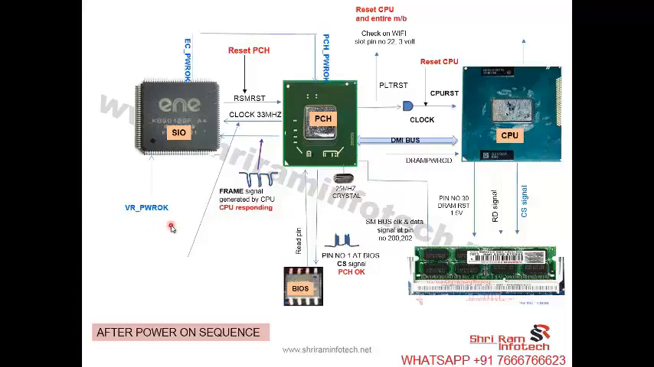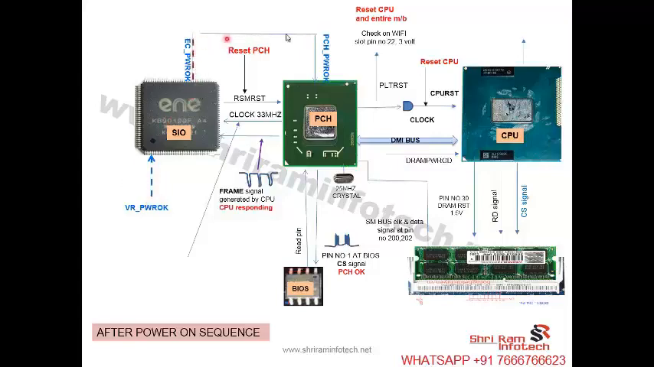So first, when the power turns on, the VRM section sends one signal that is called VR power OK to the SIO 3 volt. When SIO receives this signal, VR power OK, that means the VRM section is OK. The VRM core voltage is the last voltage generated in any motherboard, because it requires a huge current, right? Yes.